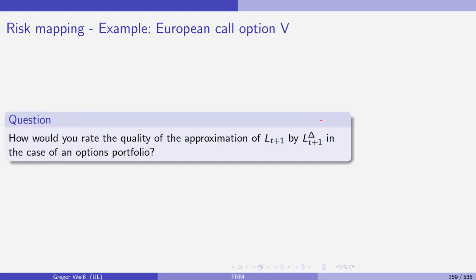How would you rate the quality of the approximation? Well, that's the problem. The option pricing function is highly nonlinear. And if we use a linear approximation to a nonlinear function, the approximation will probably be not good. And that's the case here, so you have to be careful when using a linear approximation with a non-linear pricing formula.